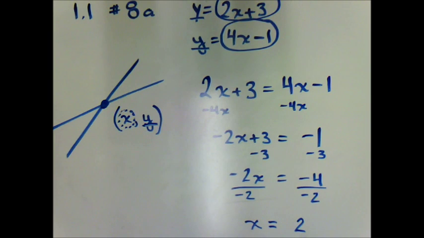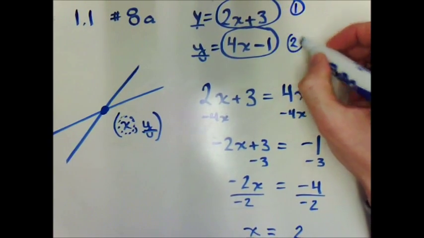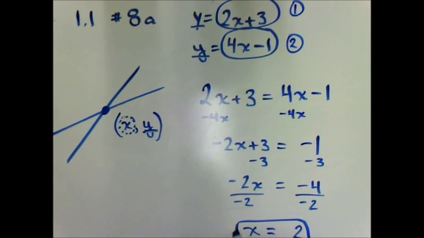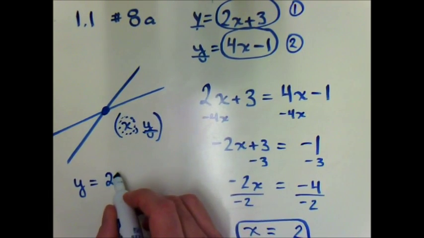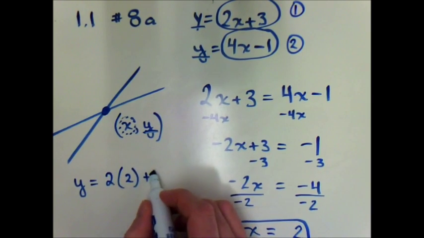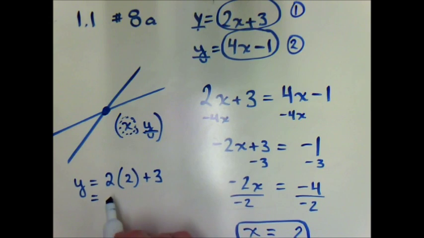But I'm not done yet. I need to find the point of intersection, so that means I need an x coordinate and a y coordinate. I have equation 1 and equation 2. I'm going to sub this x value into equation 1. So now y is going to equal 2 times 2 plus 3. 2 times 2 is 4, plus 3 is 7. So this tells me the point of intersection is the coordinates 2, 7.